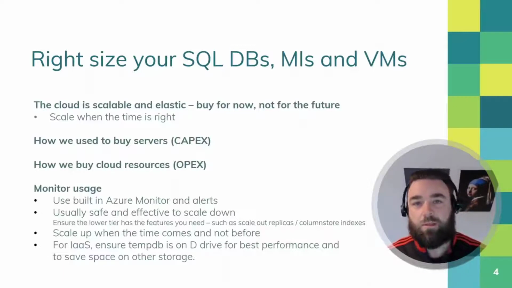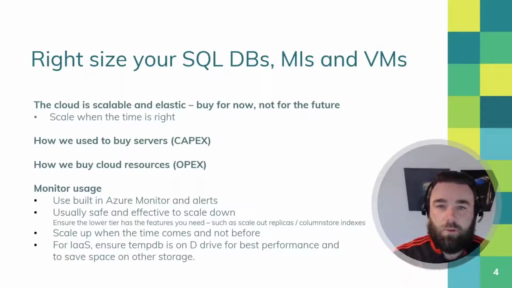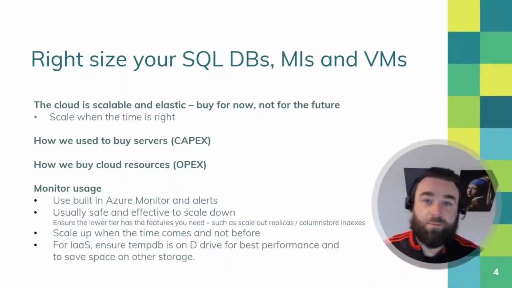And a final one here is if you are running SQL Server on VMs using the IaaS solution, all of those VMs, we're talking about Windows ones here, come with a D drive, a locally attached storage. And that gives you the best performance for TempDB and also means that you're not using space that you could have for your other user database files on other storage. So make sure that you're utilizing that. It comes within the cost of the instance anyway, and it's actually going to give you the best performance. So it's a bit of a no-brainer.